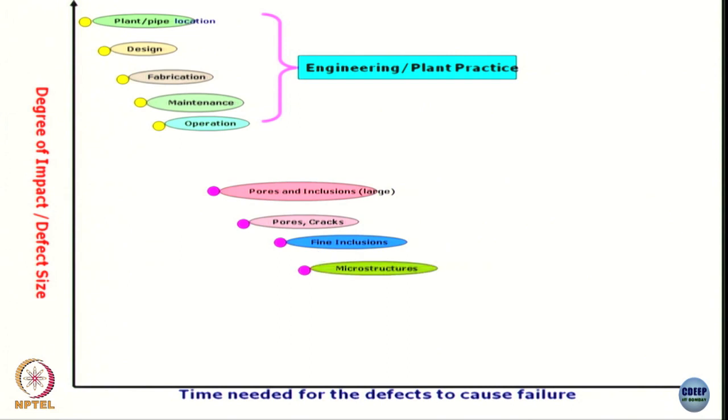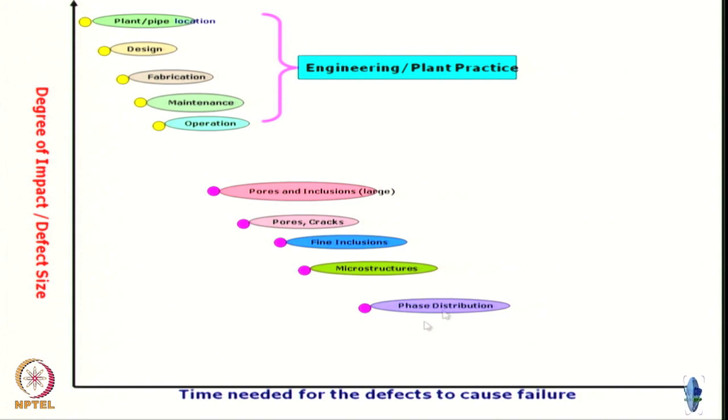You can take care of the fine inclusions, but if you do not take care of microstructures, the microstructure is at the next level of dimension, right. If you do not take care of microstructure, for example I have not done an overaging, I have done a peak aging, you are finished. It can fail much earlier. So, you take care of the microstructures, but you have done some cold rolling, there are dislocations present in the material, which can cause stress corrosion cracking.